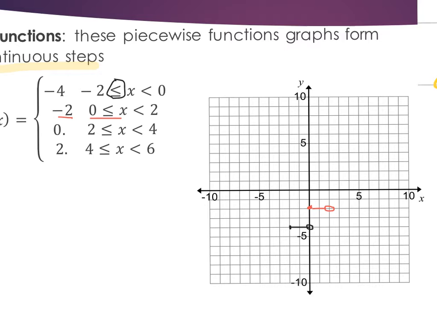When x is greater than or equal to 2, but also less than 4, the y value is 0. So when x is 2, y is 0, I'm going to put a solid dot. And when x is less than 4, I'm going to put an open dot at 4, 0. And now we're ready to do the final piece. So notice y is 2 when x is 4 and less than 6. And there's our step function.